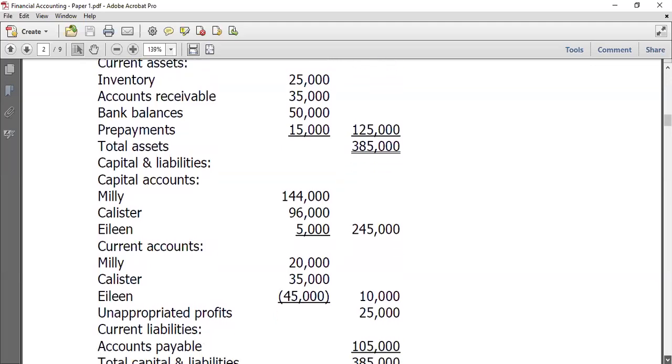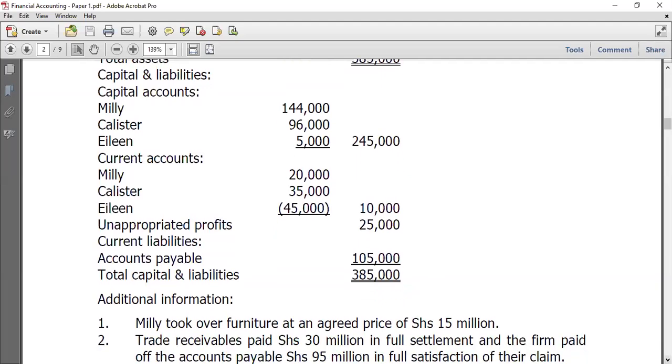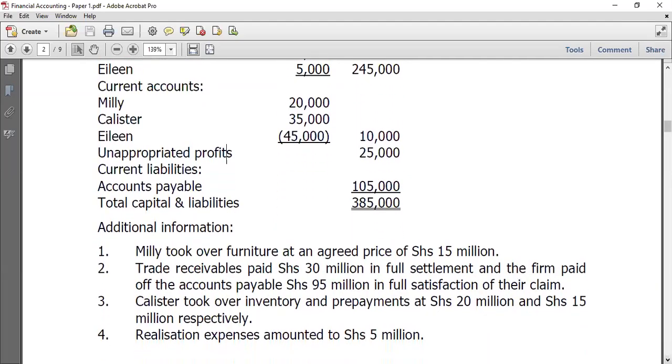So then we have unappropriated profits. Unappropriated profits is the same thing as retained earnings. When you retain the earnings, that is the same thing as unappropriated profits. Then we have current liabilities, accounts payable, and then total capital and liabilities. Then down here, we have additional information.